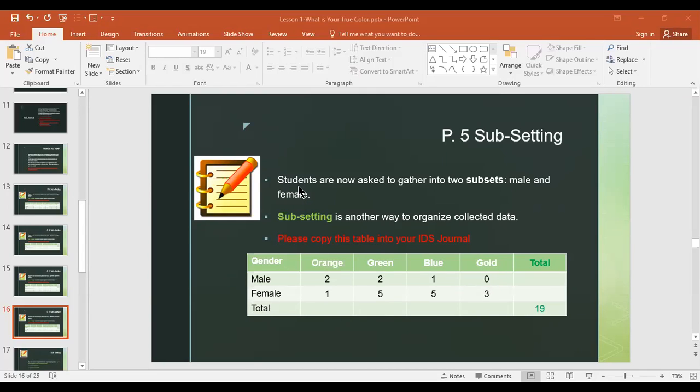I want you to get this down for the subsets. Students, we're going to subset our data into male and female. The purpose of subsetting is that it is another way to organize collected data to make it more descriptive and refined. I want you to copy this table into your IDS journal and fill in the row and column totals as you put it in. Please go ahead and do that now. I'm going to give you just 1 minute.